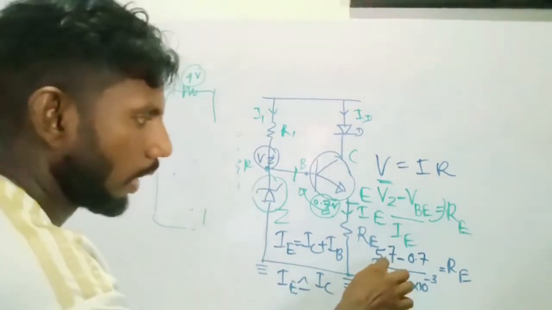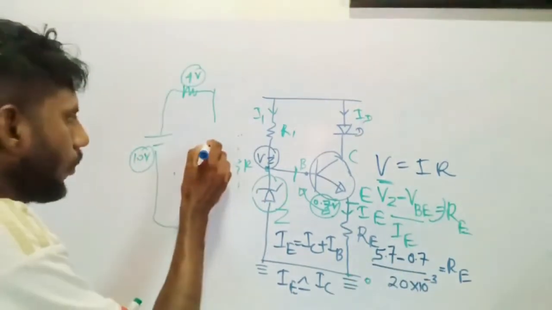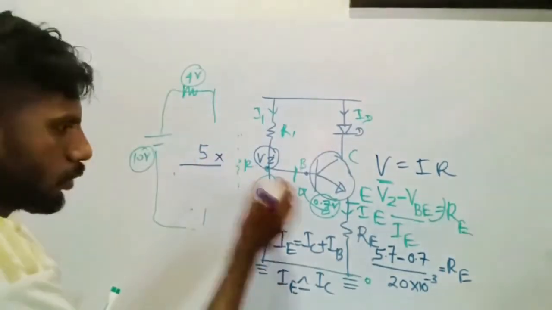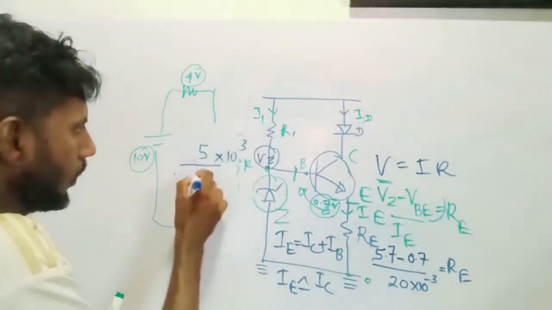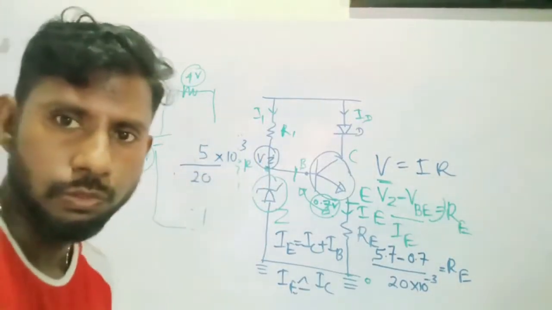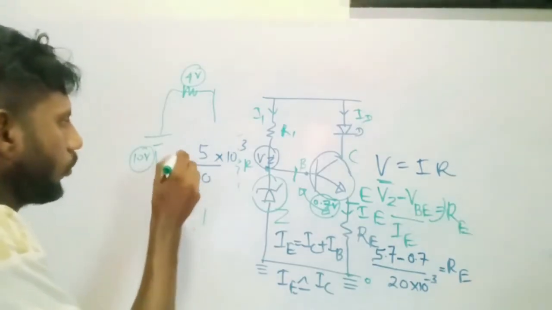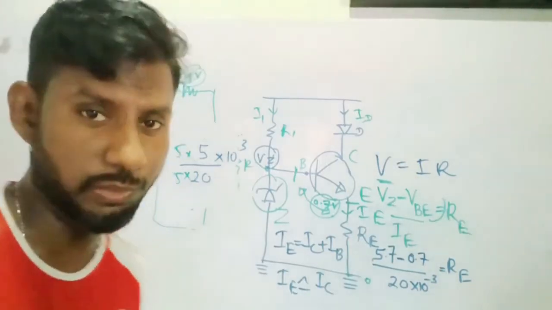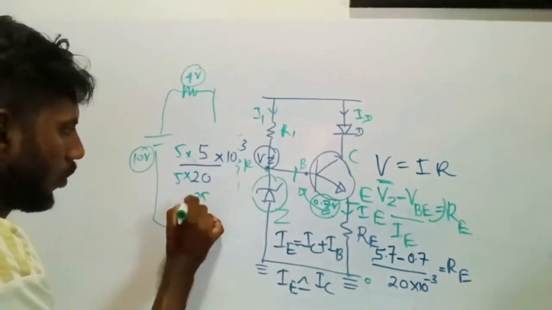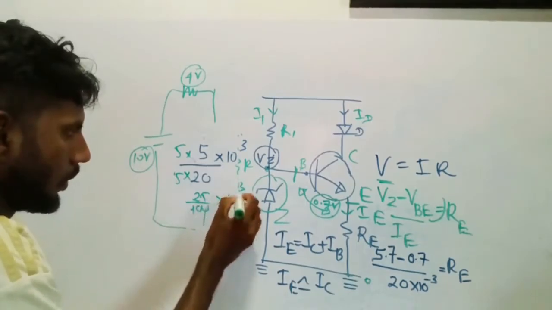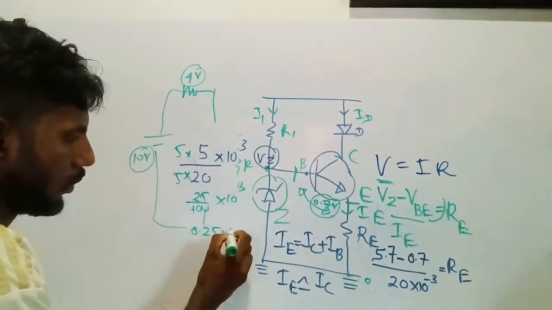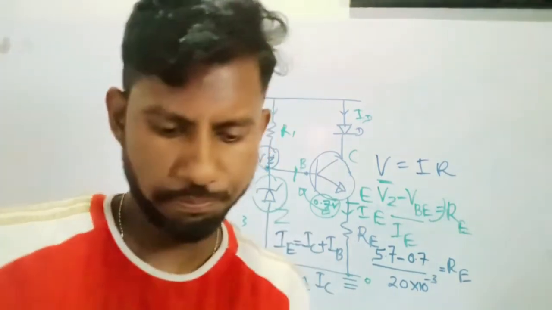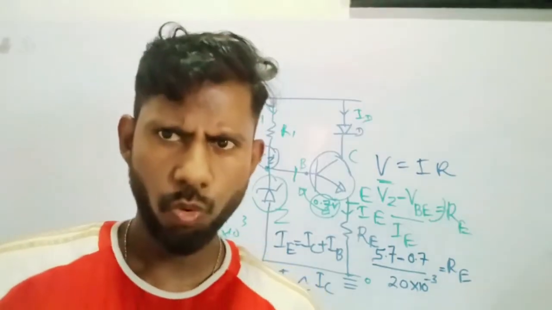Okay, 5.7 minus 0.7, that will be 5, and divided by 10 to the minus 3, that I can send up, and we have 20 here. So I can multiply this by 5 and this by 5. This is how I might simplify. You can do whatever method is comfortable with you. So it's 25 over 100 into 10 to the power 3, 0.25 into 10 to the power 3, 250 ohms.